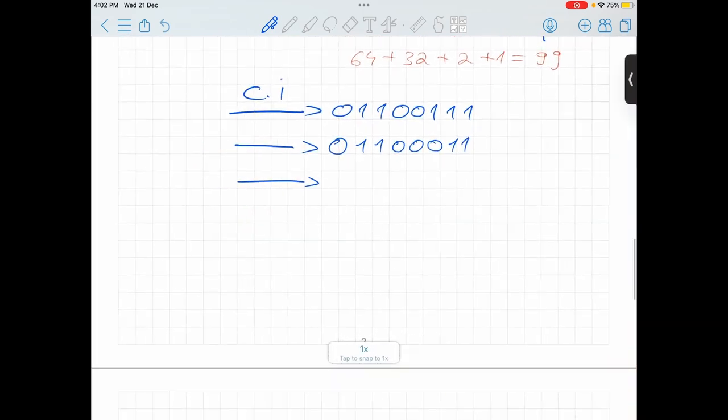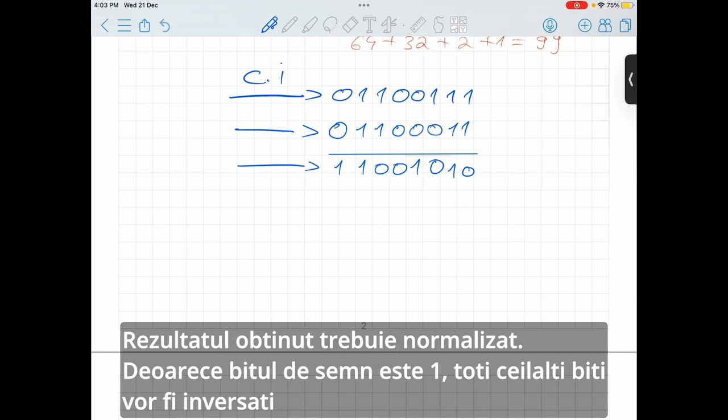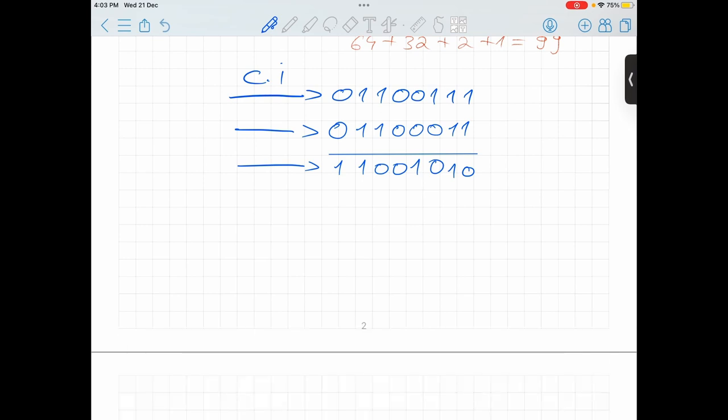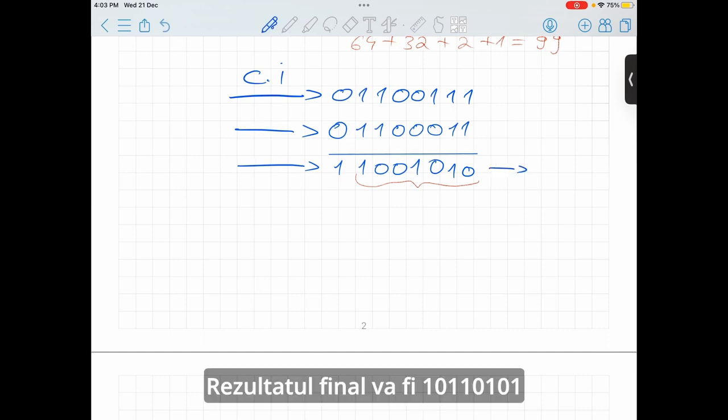Okay, now let's do the computation. Okay, this is the result in indirect code, and we have to invert the bits. And when we invert the bits, all the bits will be inverted, but without the sign bit. So these numbers will be inverted. So the final result will be 1 0 1 1 0 1 0 1.